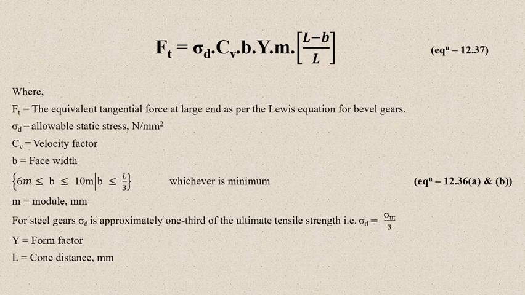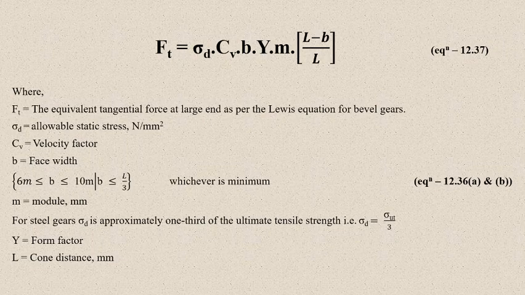This is the Lewis equation for the design of bevel gear. Here Ft represents the maximum value of tangential force that the tooth can transmit without bending failure. In other words, Ft is the equivalent tangential force at the large end as per the Lewis equation for bevel gear. It is given in equation number 12.37 in the design data handbook, along with different parameters like sigma d, that is the allowable static stress, and Cv, the velocity factor, which we will discuss afterwards during the design of bevel gear.